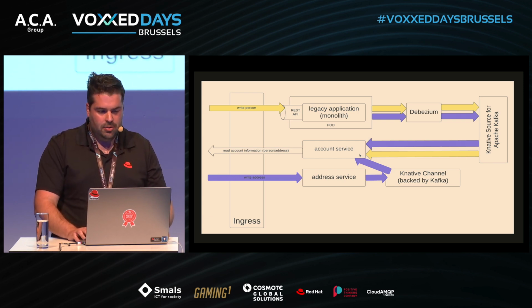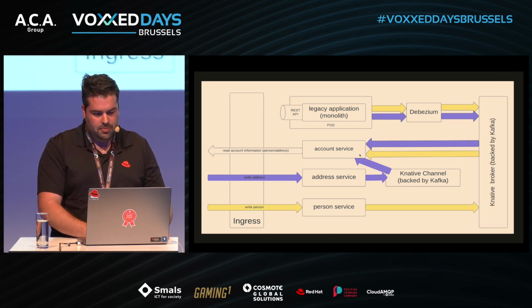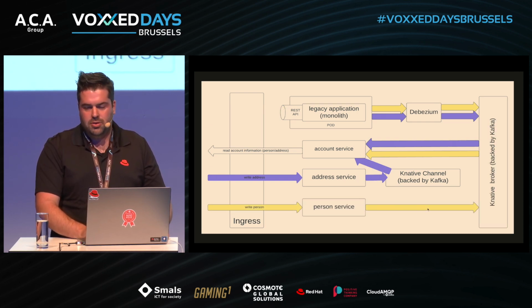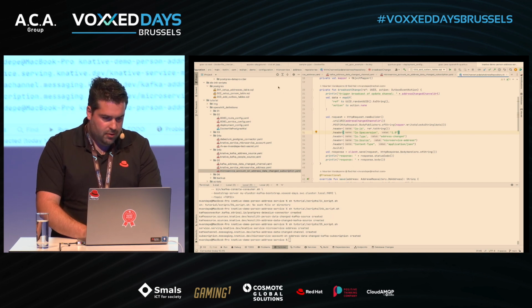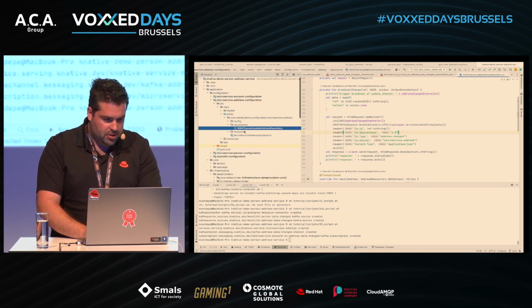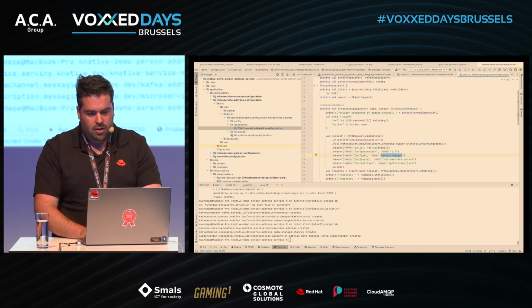Last part, let's kick out the person data from the monolith and extract the person service. For this, we will then use the Knative broker and trigger topology. So how does this look like? First of all, in the code, you won't see too much difference with the channel definition.